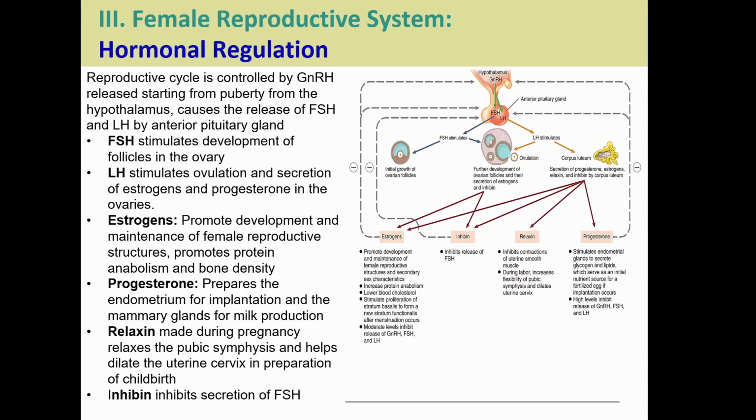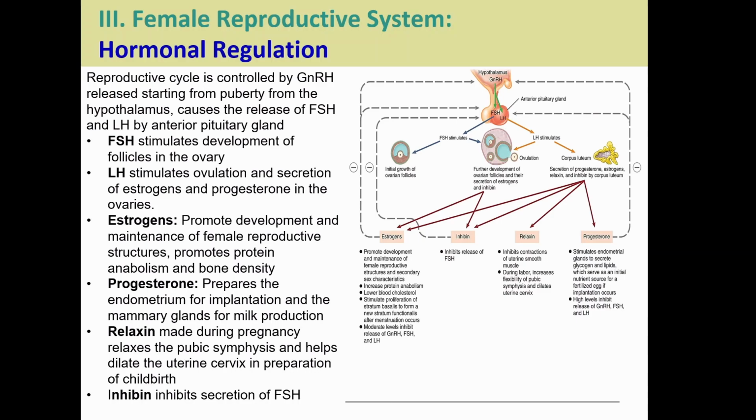Estrogens are going to help promote development and maintain the female reproductive structures. It's also going to promote protein anabolism and bone density. This is one of the reasons why women can be at risk of osteoporosis after something like menopause, which we'll talk about a little bit later. Progesterone, this is going to help with the mammary glands as well as preparing and maintaining the endometrium for implantation.